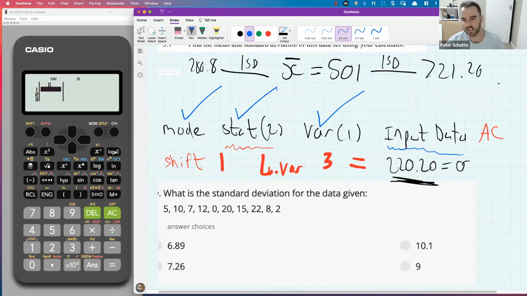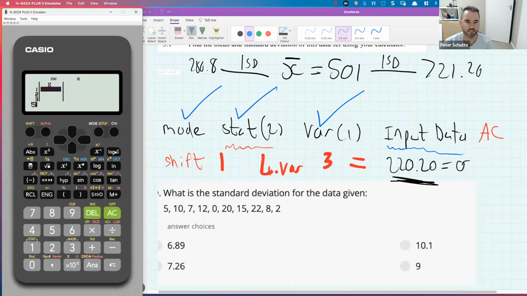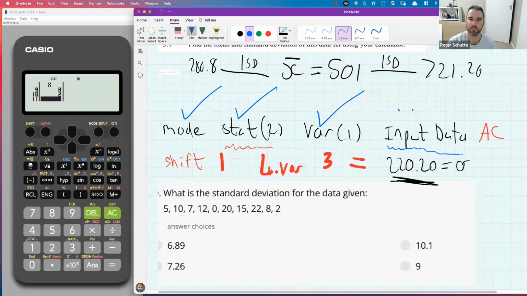For those who are struggling with their calculators, let me know in the chat if I can help you. But now I have to actually do the hard work of putting the data in. So I go 5 equals 10 equals 7 equals 12, 20, 15 equals 22. Okay, so that's what I call the inputting of the data.